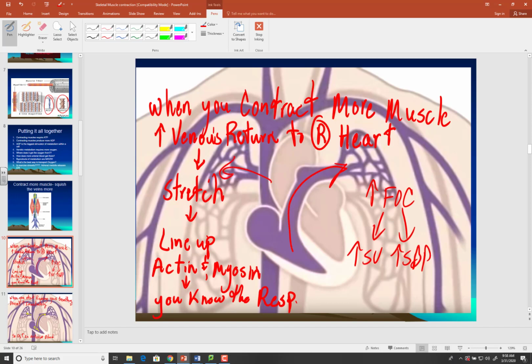And we learned that the amount of blood pumped by the right heart is equal to the amount of blood pumped by the left heart. So now you've got more blood in the left side of the heart. What do you do to the left side of the heart? You stretch it. You increase the force of contraction because you've lined up the actin and myosin, and you increase systolic blood pressure. Now you're sending more blood to your muscle cells, right? Under higher pressure.